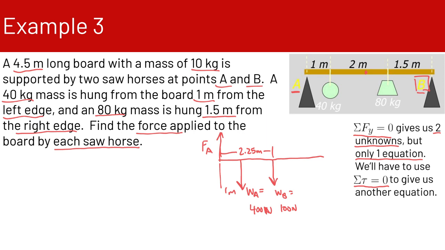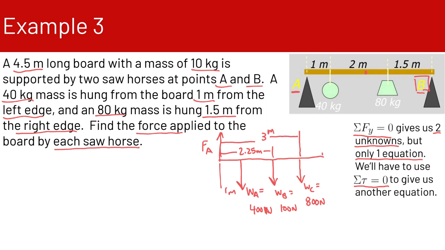Then we have weight C, and that's 80 kilograms. So that's going to have a weight of 800 newtons. And this distance here, so this distance from the edge, it's 1.5 meters from the right edge. So it is going to have a distance of 3 meters from the left edge.